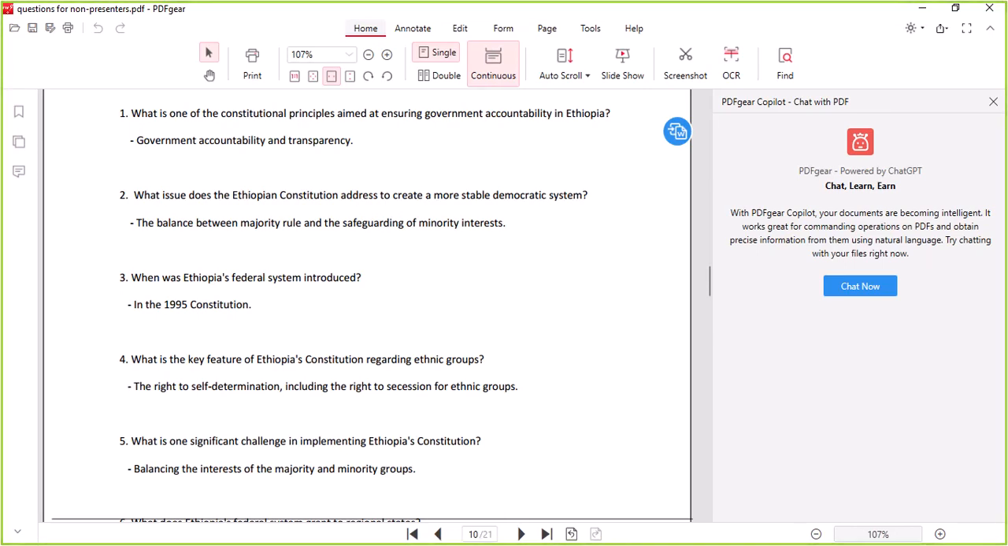Okay. Second question: what issues does the Ethiopian Constitution address to create a more stable democratic system? National dialogue, considering the minority groups. Very good. Yes, correct. Okay, the last question is: when was the Ethiopian federal system introduced? It was introduced in 1995. Very good.